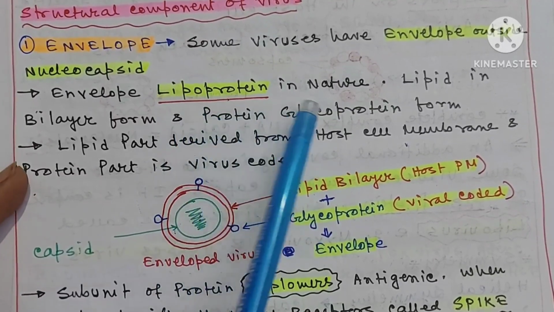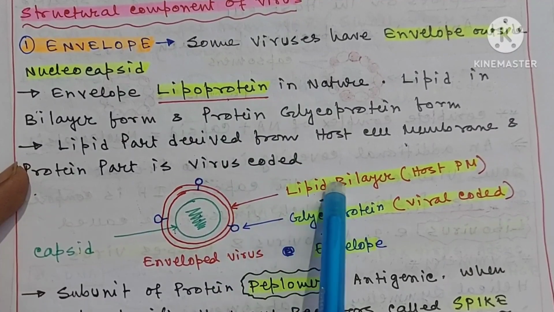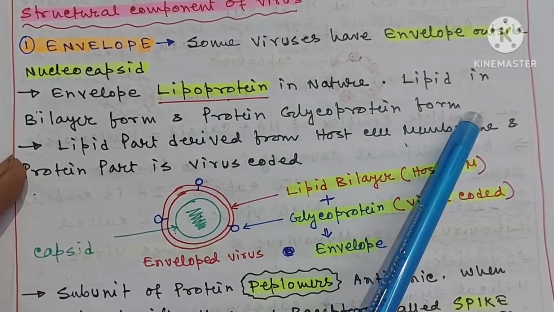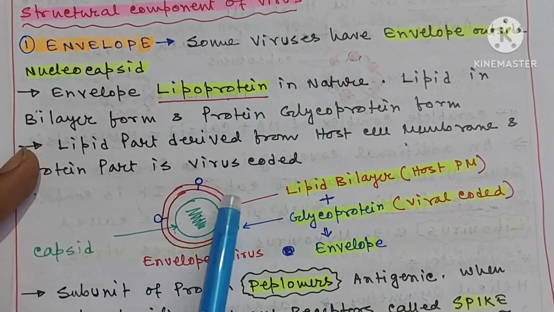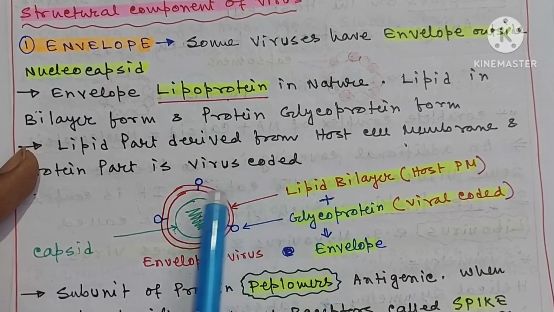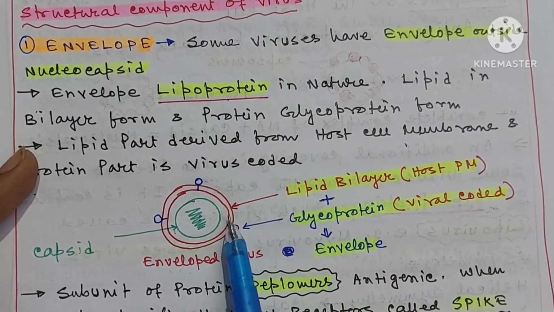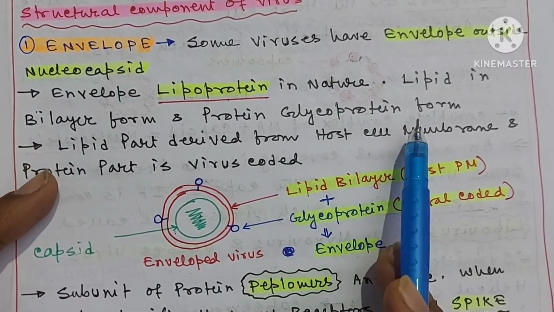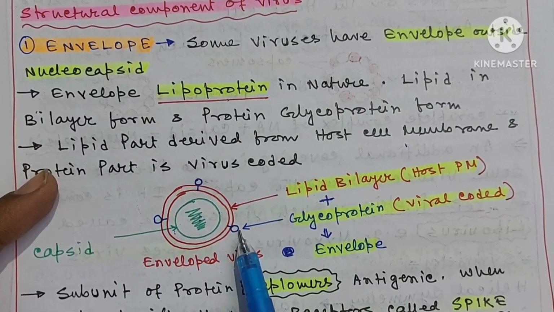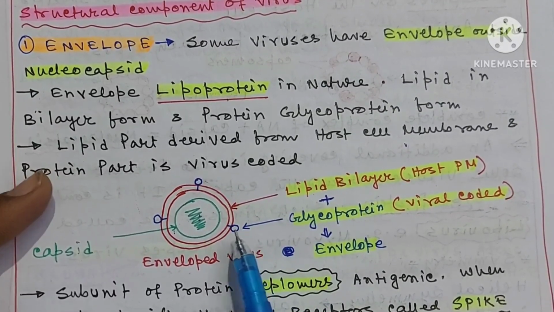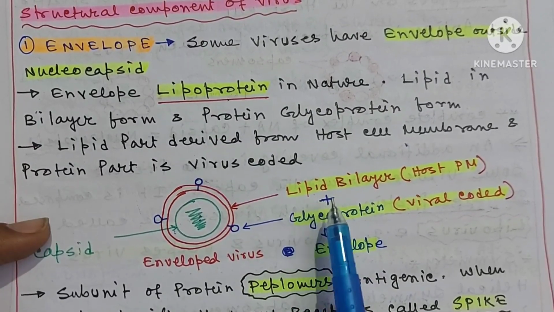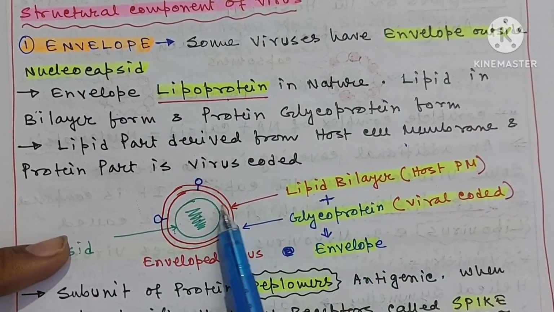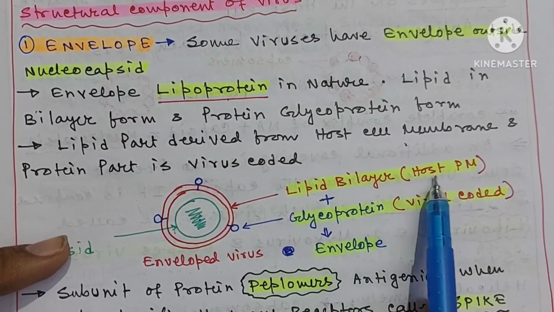The envelope is lipoprotein in nature, so the envelope is made up of lipid and protein, but the lipid is in bilayer form like the plasma membrane. So there is a lipid bilayer, this is the outer layer and this is the inner layer. The protein is in glycoprotein form, and these are the glycoproteins. When the virus reproduces inside the host cell, it picks up lipid from the host cell plasma membrane. So this envelope is made up of the lipid component of the host cell plasma membrane.